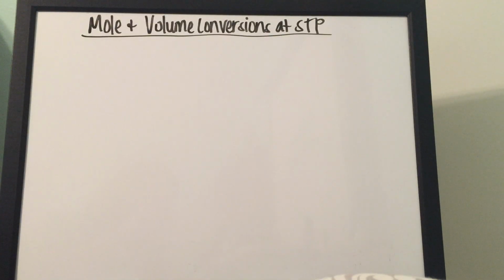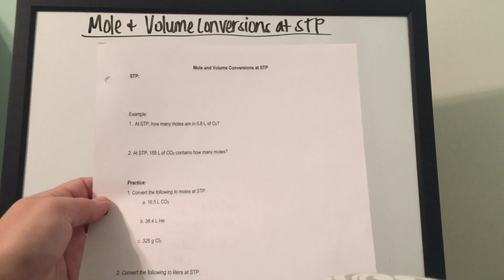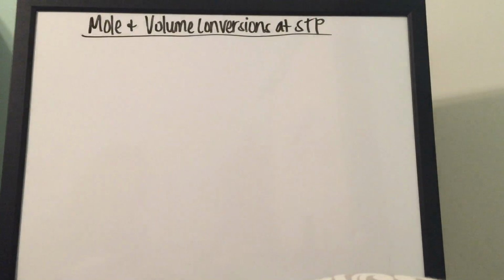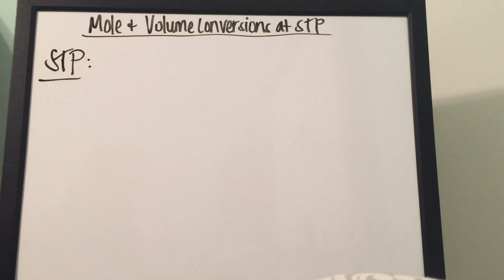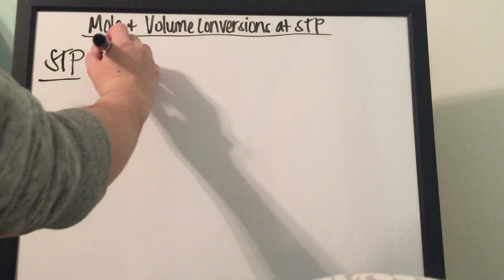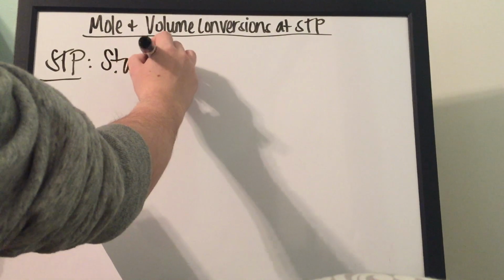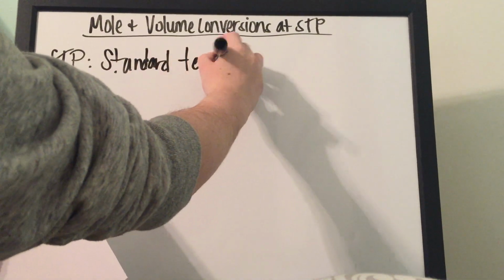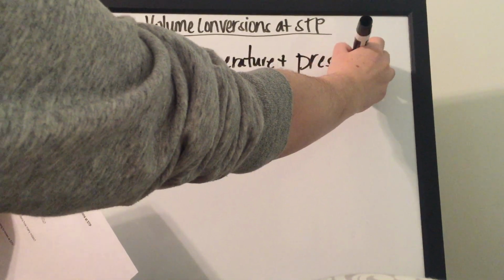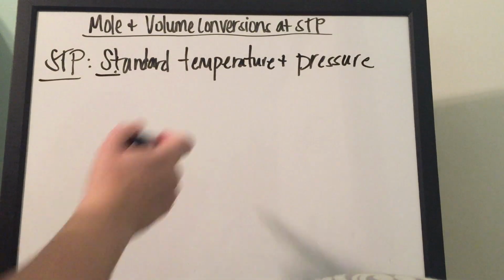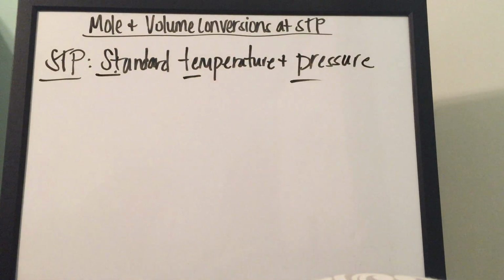So before we can get into that, we have one big thing we need to define, and we should all have this piece of paper, mole and volume conversions at STP. And so what we need to talk about is, what is STP? So STP is an acronym, and it stands for Standard Temperature and Pressure. So the S stands for standard, the T for temperature, and the P for pressure.